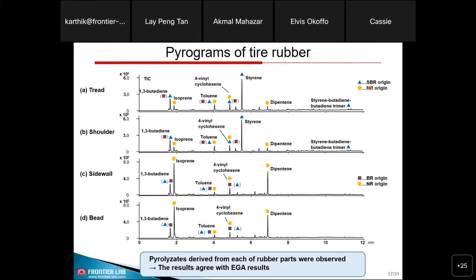What we are able to see here is that the first sample, the tread, has SBR and NR, and the second, the shoulder, also has SBR and natural rubber, and the sidewall has mostly SBR. So this information, what we have observed in EGA, can be verified. At the same time, we can also tell the composition of this, which I will explain later.